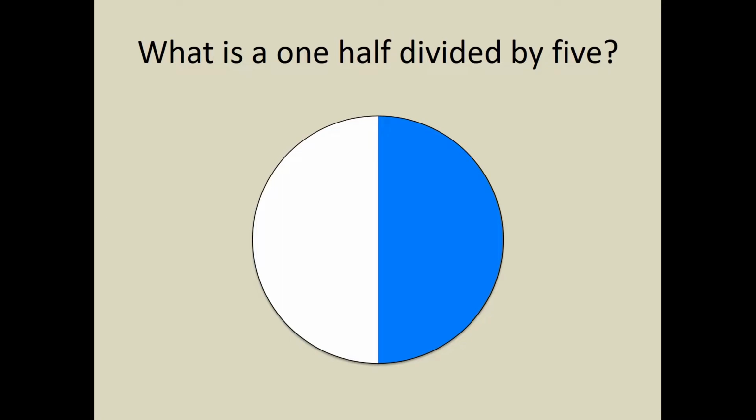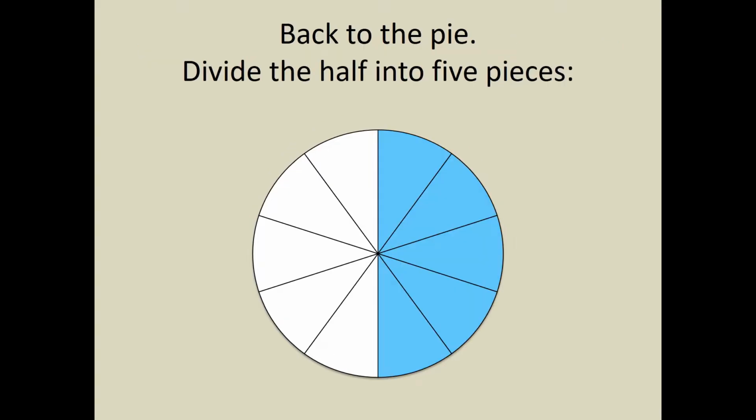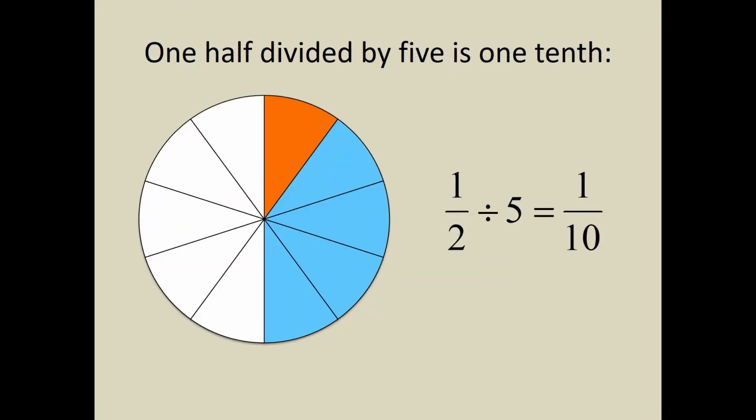And what is 1/2 divided by 5? So we're going to take this half we've got and divide it into 5 sections. As you can see there, they've been divided into 5 sections. So we're looking at this section here. So we've got 1, 2, 3, 4, 5, 6, 7, 8, 9, 10. We want one of these sections, so we've got a 10th. So 1/2 divided by 5 equals 1/10.